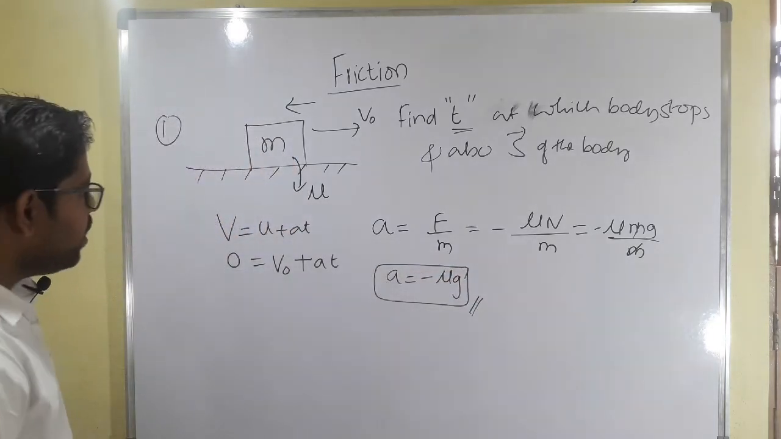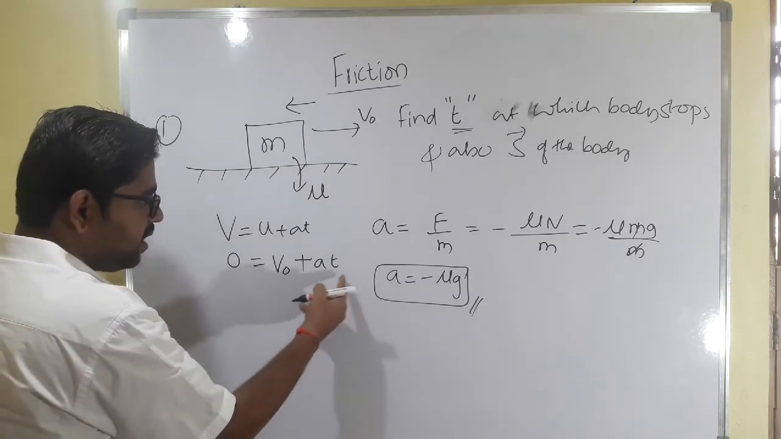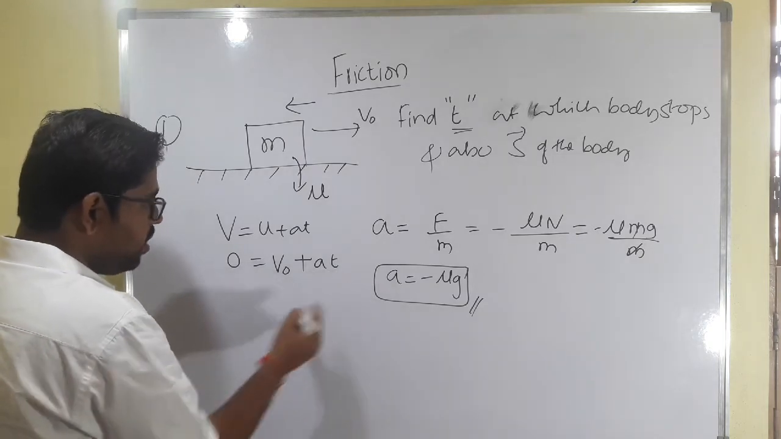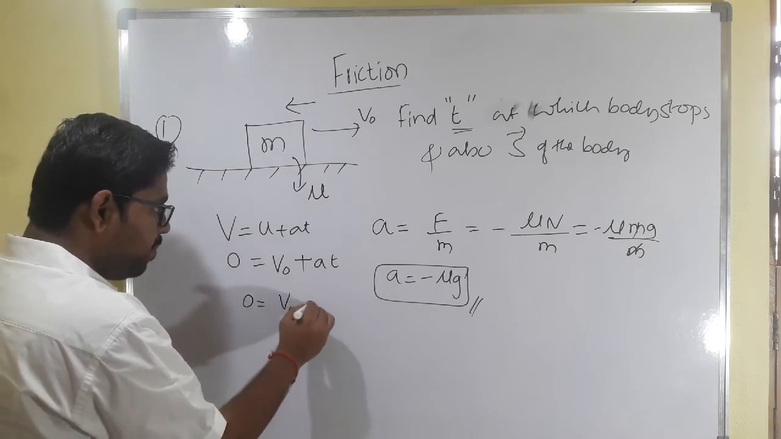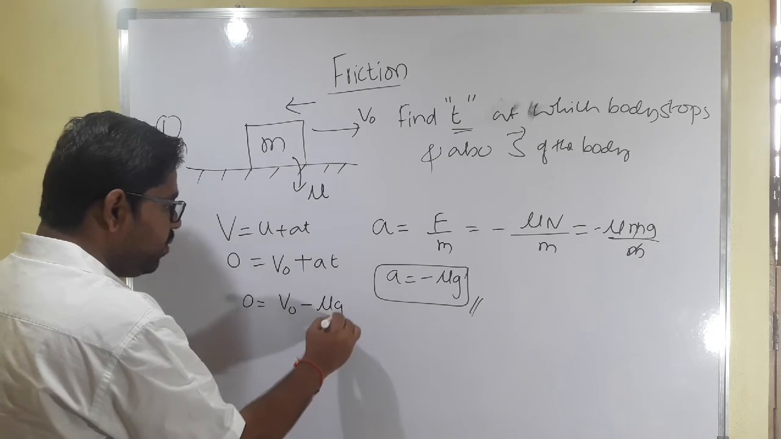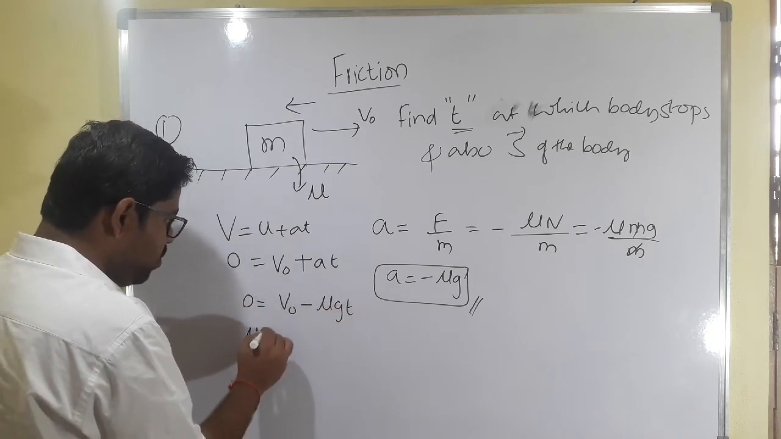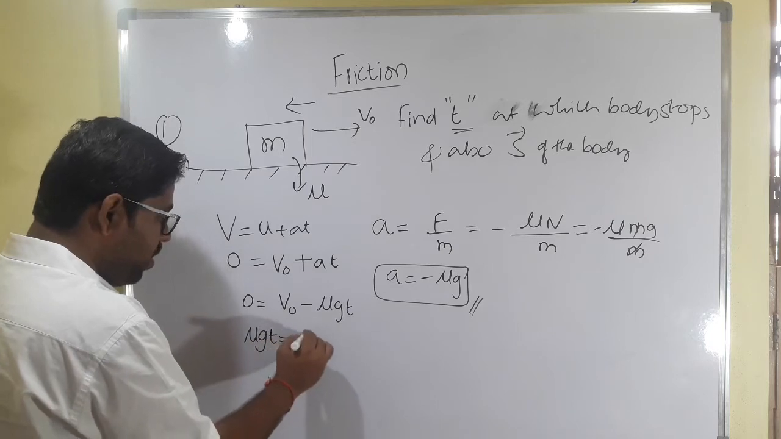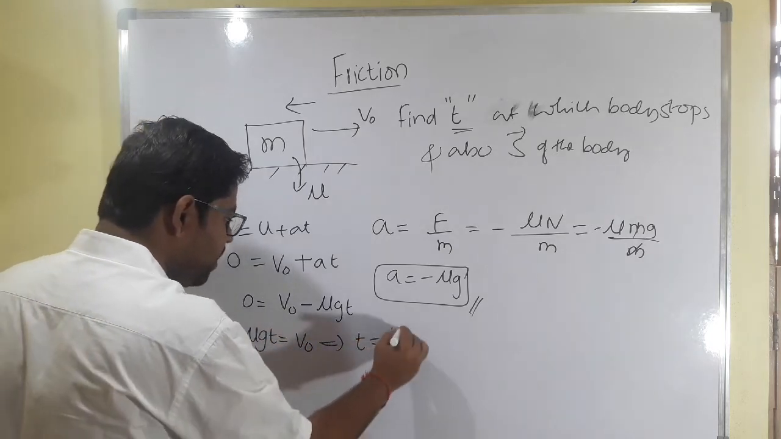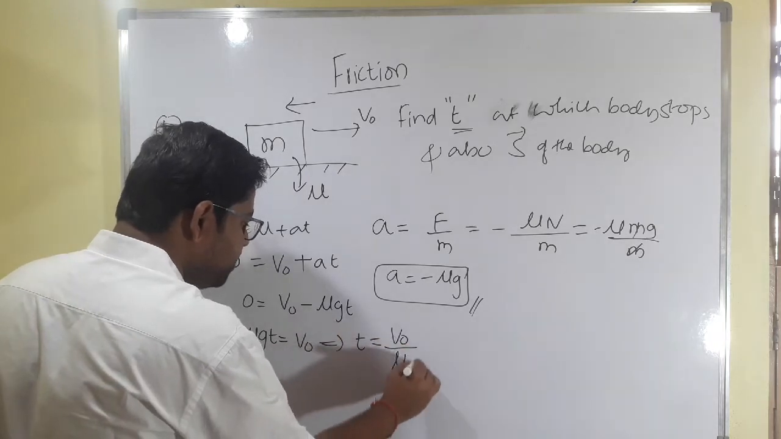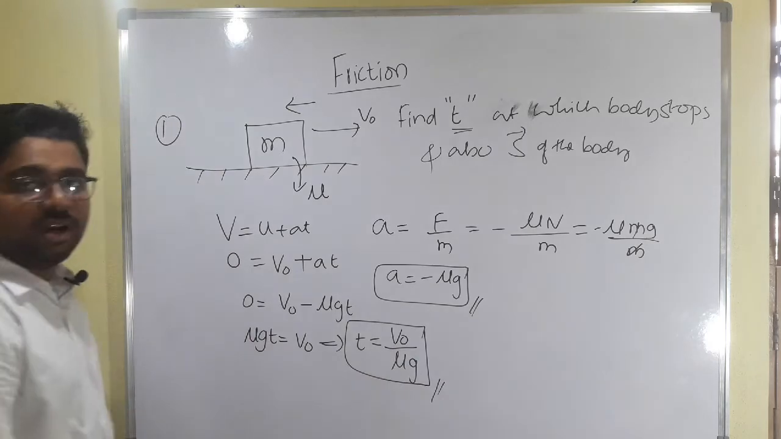Now if you substitute that value, we want the time period formula. So 0 is equal to v naught minus mu g into t. Taking the minus across, it becomes positive: mu g t is equal to v naught, and this implies time period t is equal to v naught divided by mu into g. So this is the time period expression when the body comes to rest.